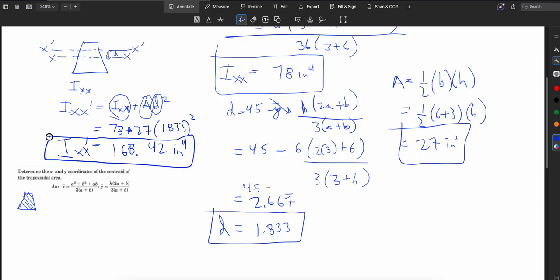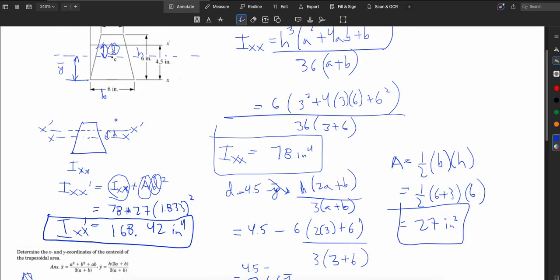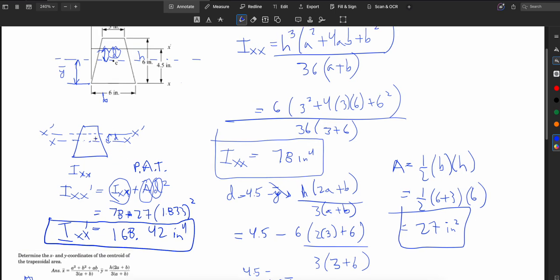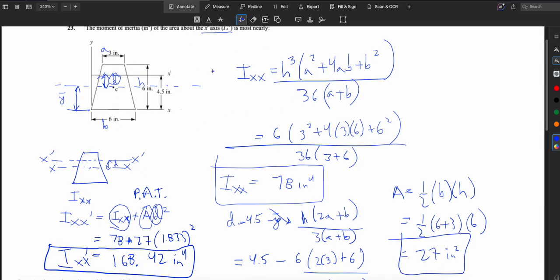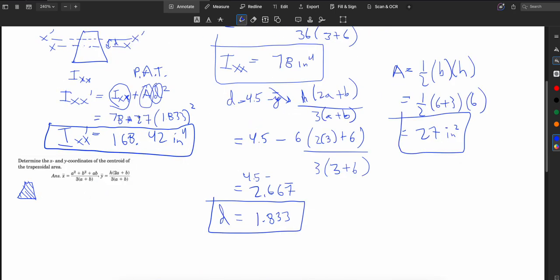So to recap, we found the moment of inertia about the x prime axis using the parallel axis theorem, and we needed to find the original moment of inertia, the area of the trapezoid, and the distance from your original axis to the new axis. The other equations you needed are the trapezoidal moment of inertia and the distance to the centroid. There you go.